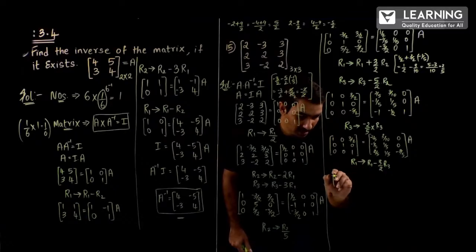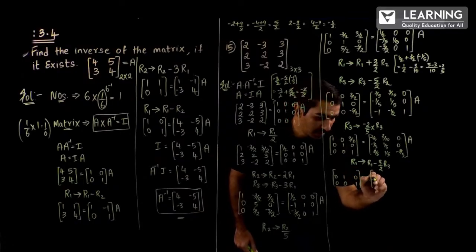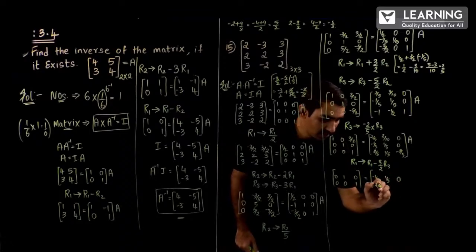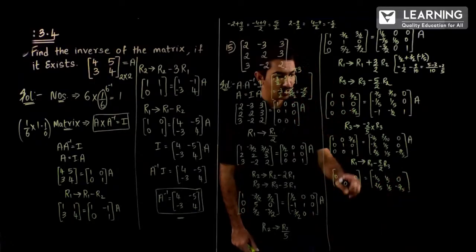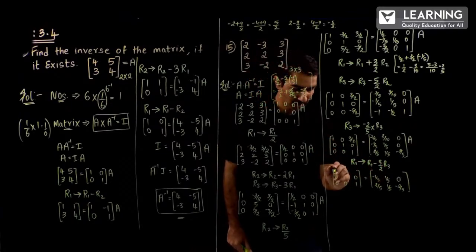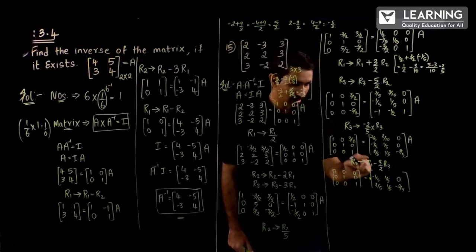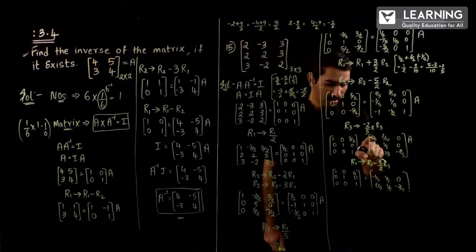R2 and R3 will write 0, 1, 0, 0, 0, 1, which is equal to minus 1 by 5, 1 by 5, 0, 2 by 5, 1 by 5, minus 2 by 5. Okay. So now R1 minus 3 by 2 of R3. 1 minus, so this is becoming 1, this is becoming 0, this is again becoming 0, correct? 3 by 2 minus 3 by 2 of R3 is 1. Same thing here, 2 by 5.